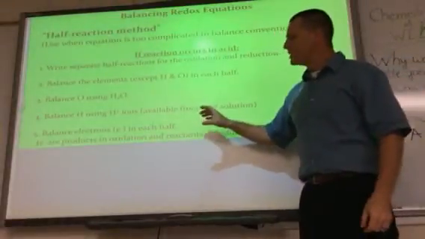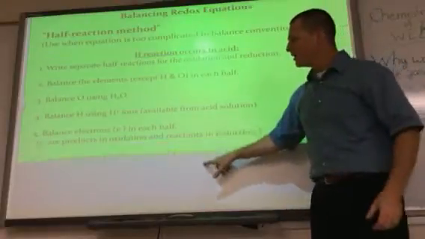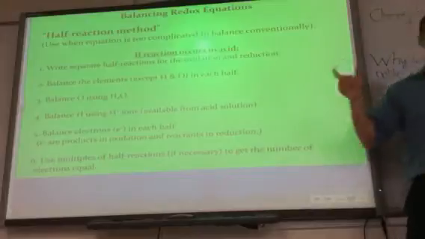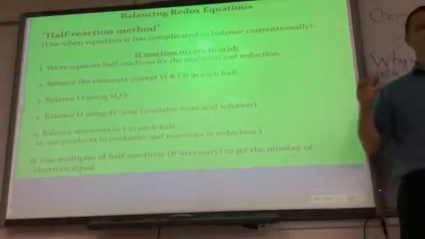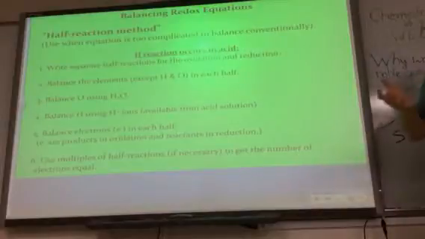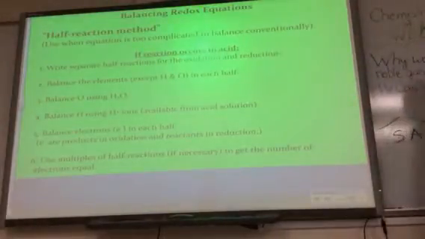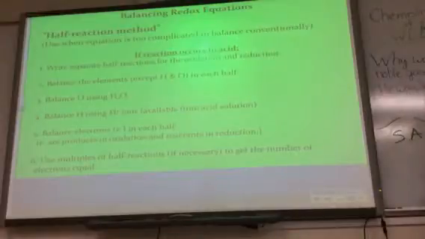Number 6, it's not just enough to get the electrons in there. The electrons have to be the same number in the oxidation and the reduction. If you give off 5 electrons in the oxidation, you need to take in 5 in the reduction. You can't have extra electrons or a deficiency of electrons. You've got to have the same number.